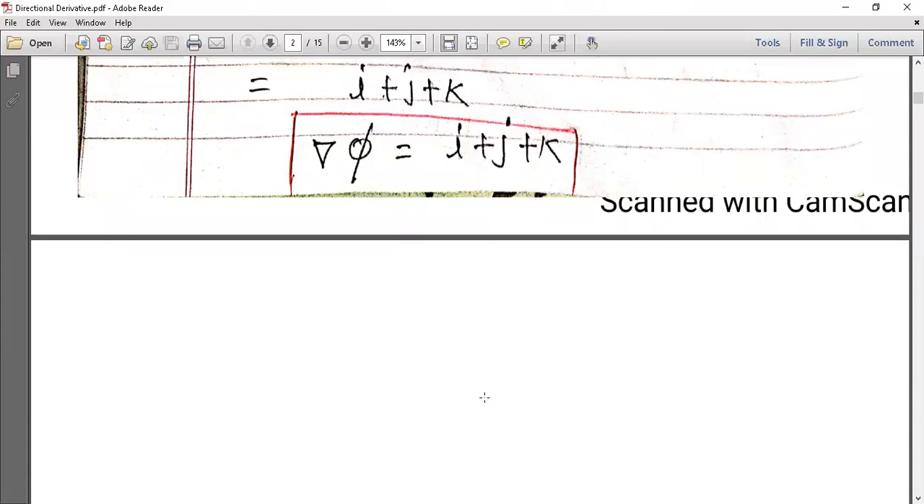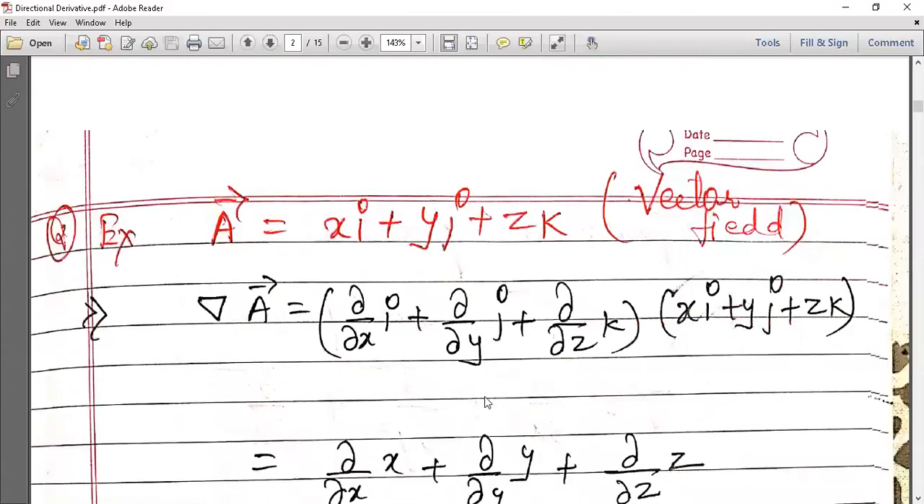Now, another example I have taken for a vector field. Here we have a vector defined as A = xi + yj + zk. For this vector, I have applied the del operator. The del operator is ∂/∂x i + ∂/∂y j + ∂/∂z k.